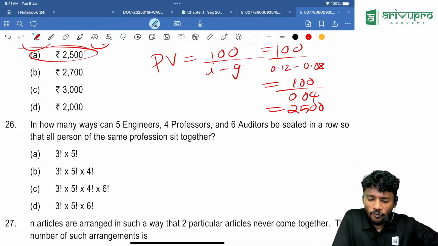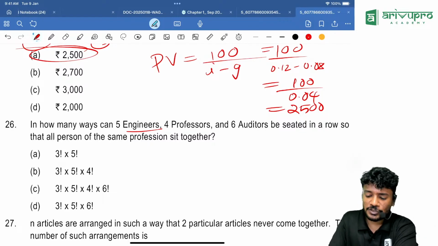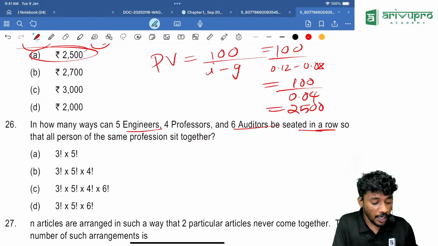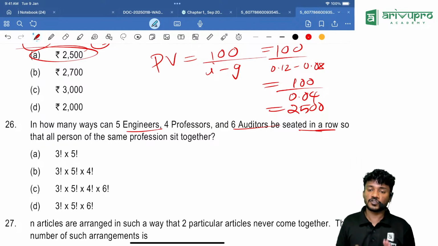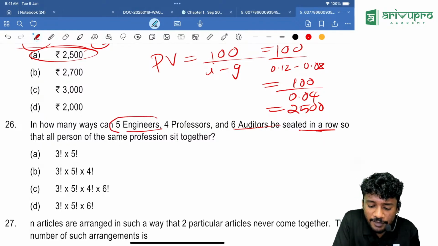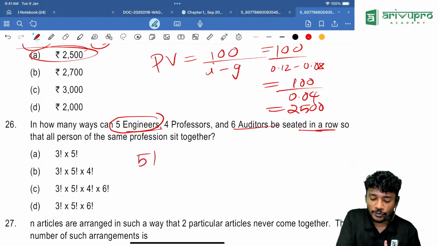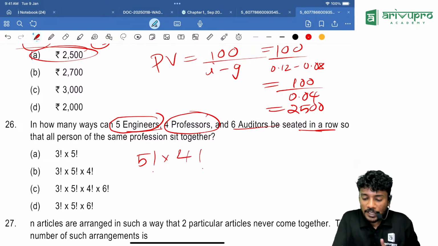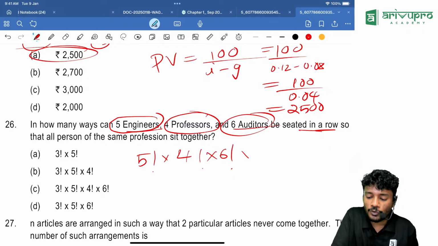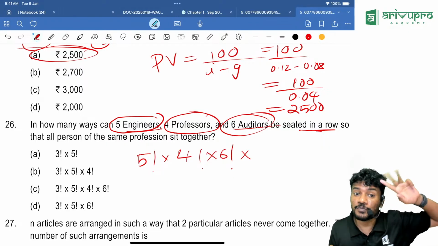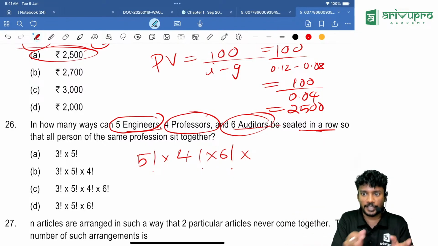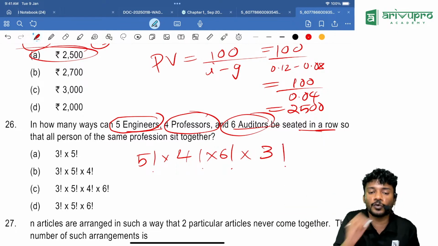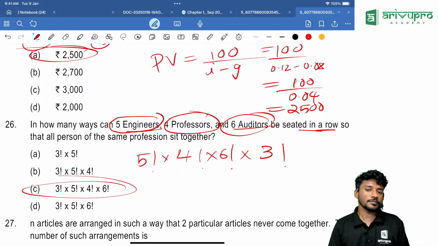In how many ways can 5 engineers, 4 professors and 6 auditors be seated in a row so that all persons from the same profession sit together? Now, how can 5 engineers sit together? 5 factorial ways, into 4 factorial ways for the 4 professors, into 6 factorial ways for the 6 auditors. Now, how many professions are there? 3 professions. We need to arrange them also, right? If they are sitting in a bench, we can put the 3 benches in 3 different ways. That is 3 factorial ways. That answer is option C.